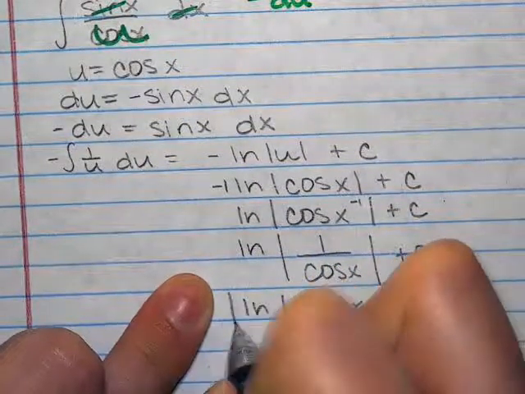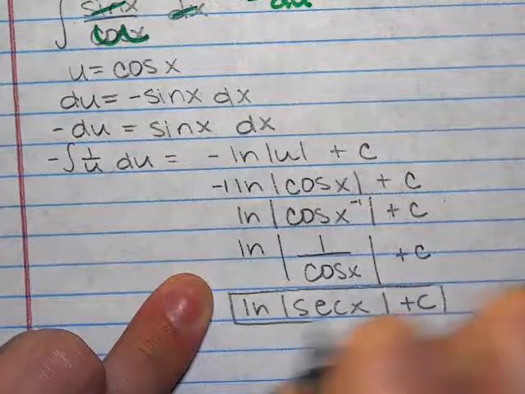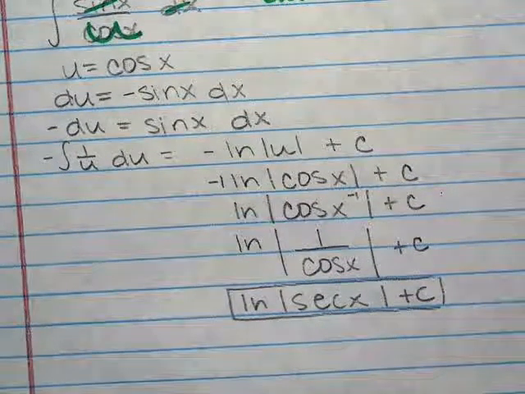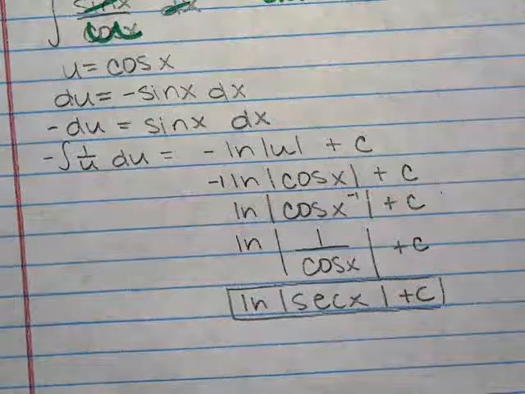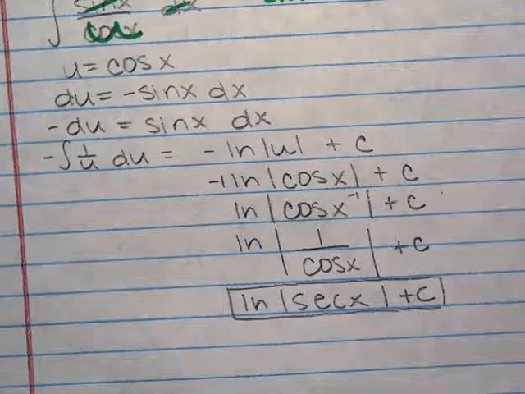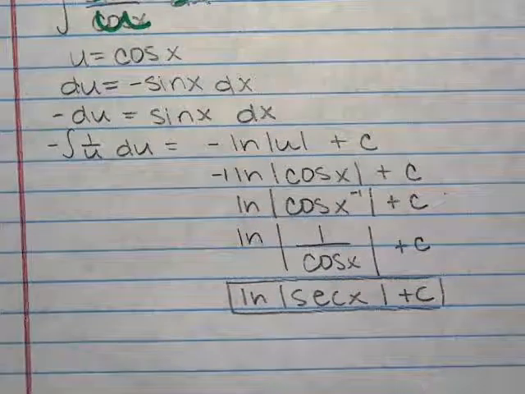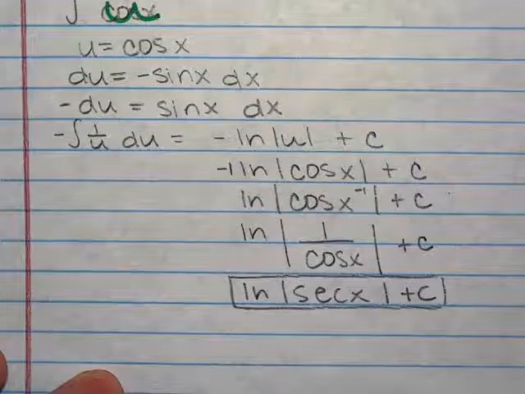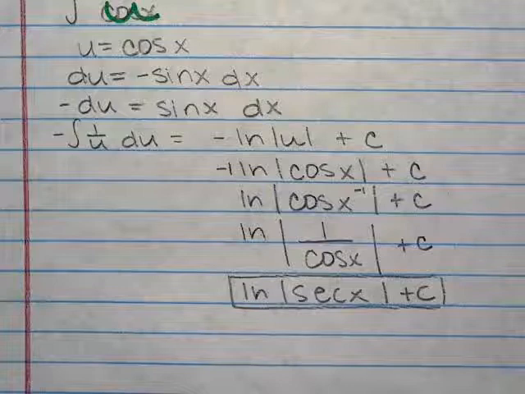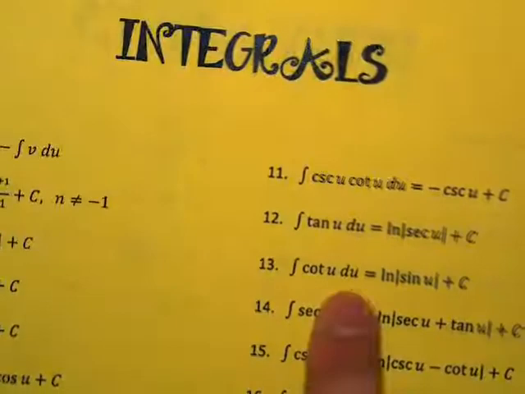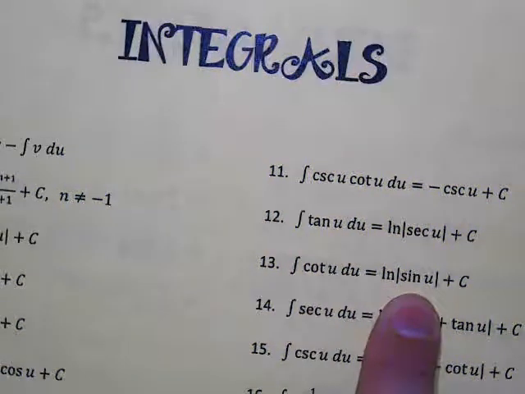Now, negative ln cos x plus c is not a bad answer. That's a good answer too. But this is where ln secant x plus c comes from. Okay. Does that make sense? So if you look at your yellow sheet, can you imagine where the ln sine u plus c comes from? Yeah, same sort of proof.